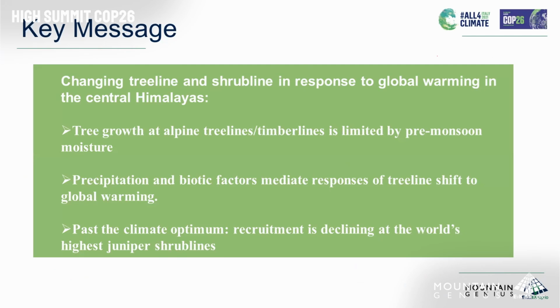So this is the last slide, the key message. We show the change in tree line and shrub line in response to global warming in Central Himalaya. Tree growth at the upper tree line is limited by pre-monsoon moisture, not by temperature. So precipitation and biotic factors mediate the response of the tree line shift to global warming. Past the climate optimum, recruitment is declining as the treeline approaches the shrub line.